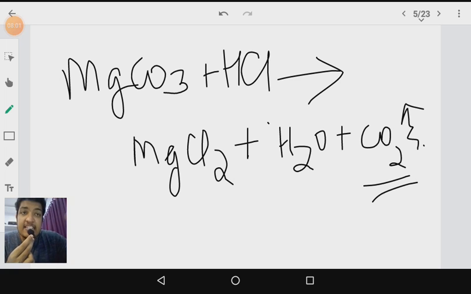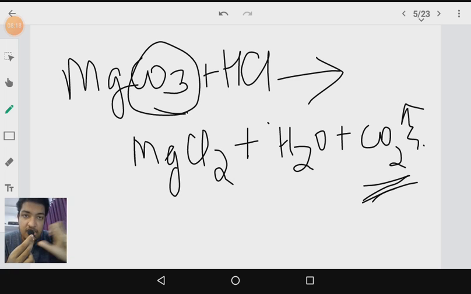So this is also used as a test for whether carbonate is present or not, because carbonate releases CO2 when treated with an acid. Any carbonate when treated with an acid releases CO2. So this is used as a test of distinction for carbonate anions.